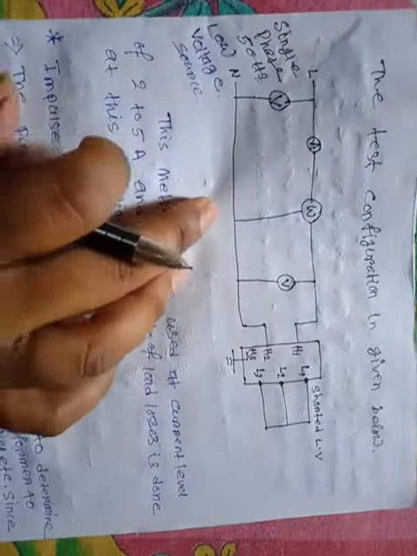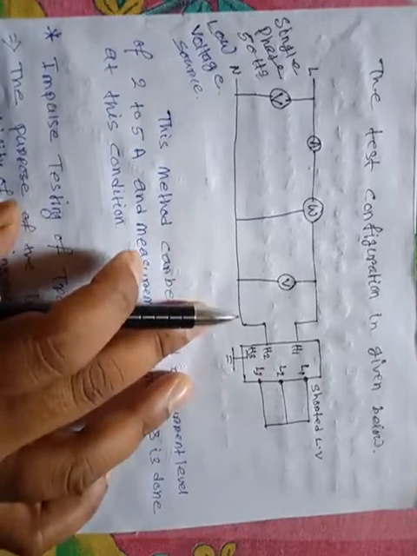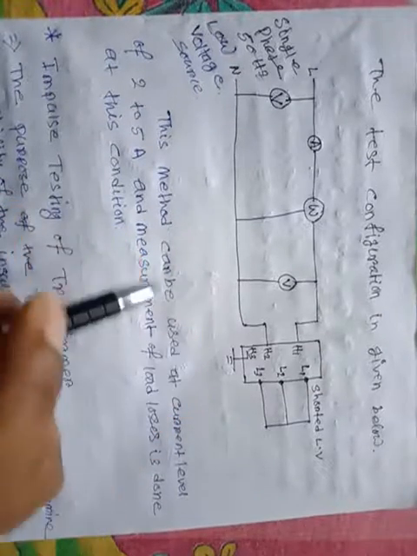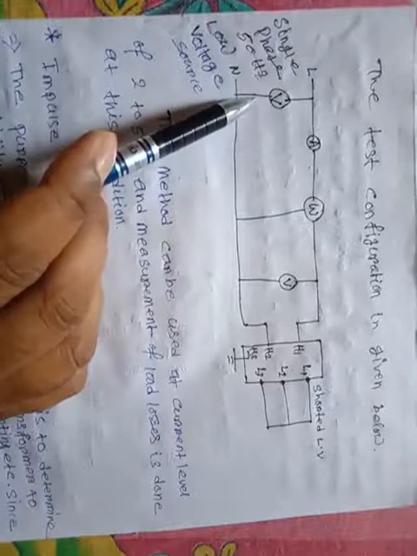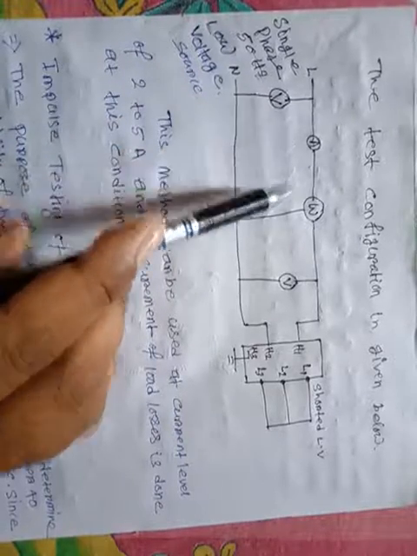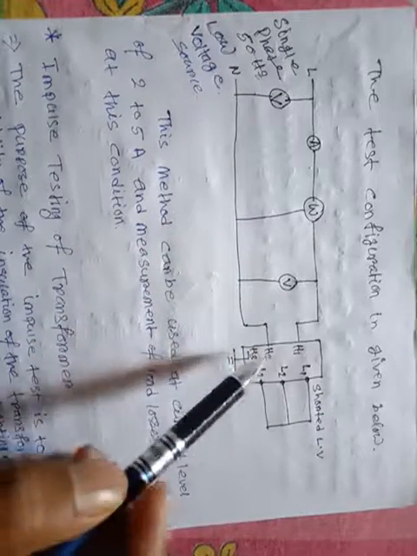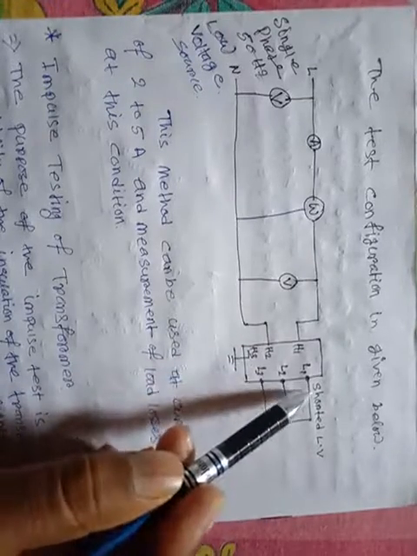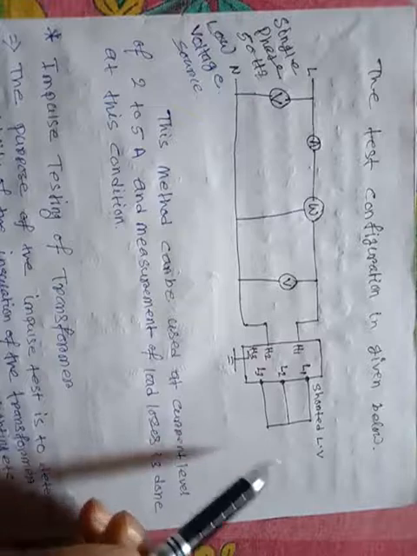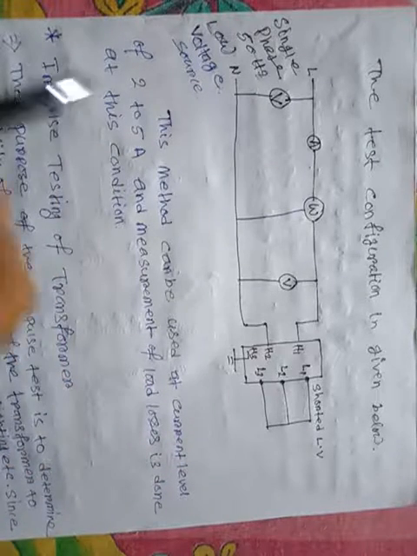This is the circuit of the load loss test of a transformer. This circuit is like a short circuit test of a transformer. Here the supply voltage is connected across the ammeter and the wattmeter, and the voltage is connected across the transformer. This is the high voltage side, this is the low voltage side. The low voltage side is short circuited, and the applied voltage is a single phase 50 hertz low voltage source.